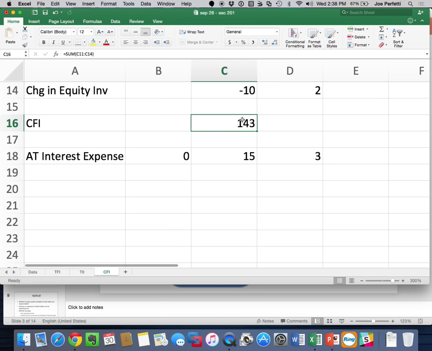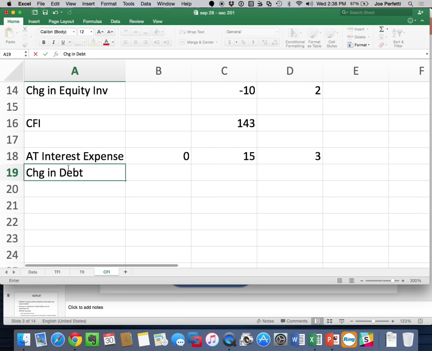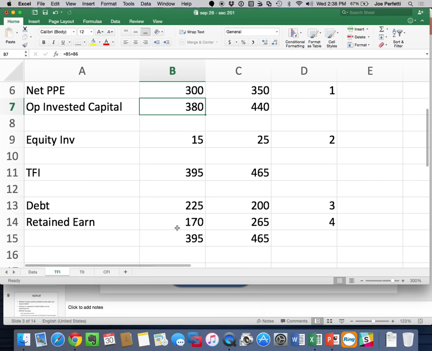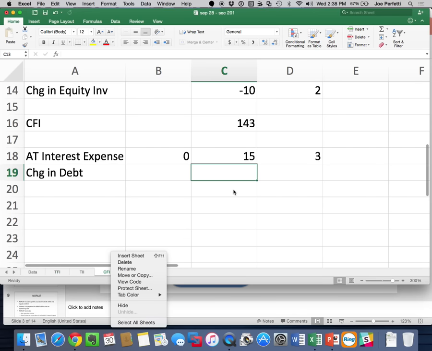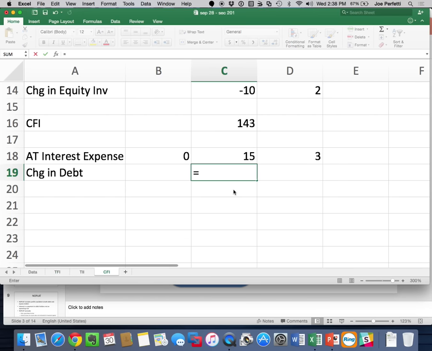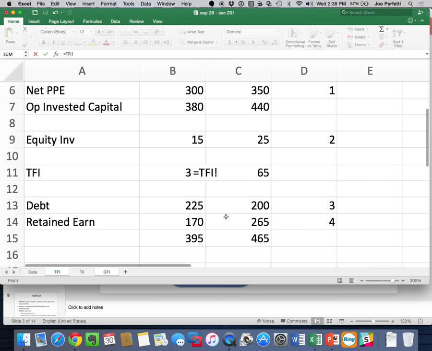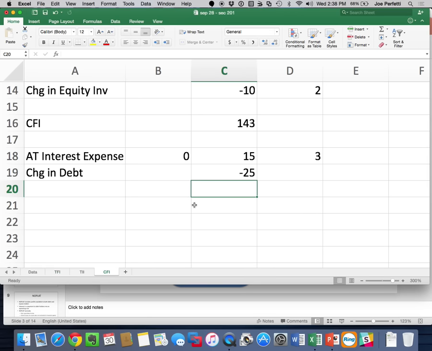Next, look at the balance sheet. Change in the debt. Any debt, I got to look at the change. So again, change in debt, interest-bearing debt. Well, that's off the TFI. My interest-bearing debt went from 225 to 200. So it went down by 25. On the CFI, should that be positive or negative?